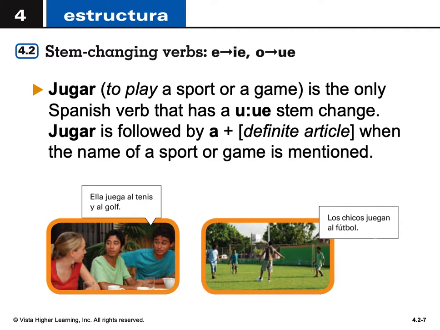Jugar. Jugar is to play a sport or a game, and it is the only Spanish verb that has a U to UE stem change. So jugar is followed by a plus the definite article when the name of a sport or a game is mentioned. So again, this is the only one. It works a lot like these O to UE stem changers, except that it's not an O, it's a U. So ella juega al tenis y al golf. Los chicos juegan al fútbol.